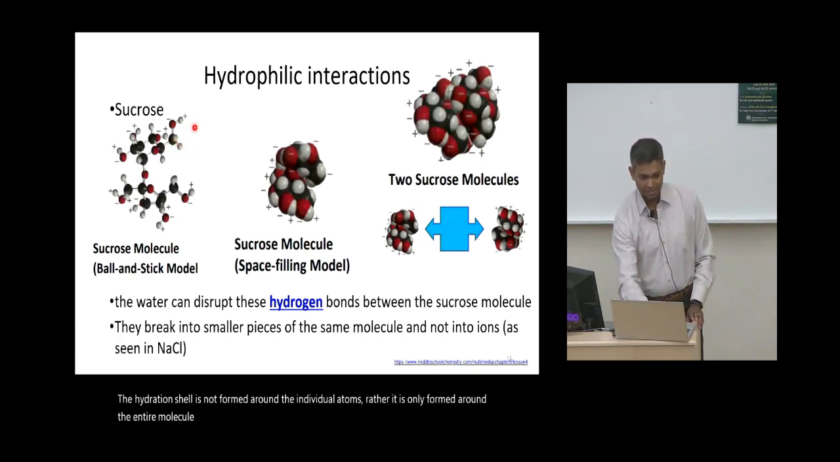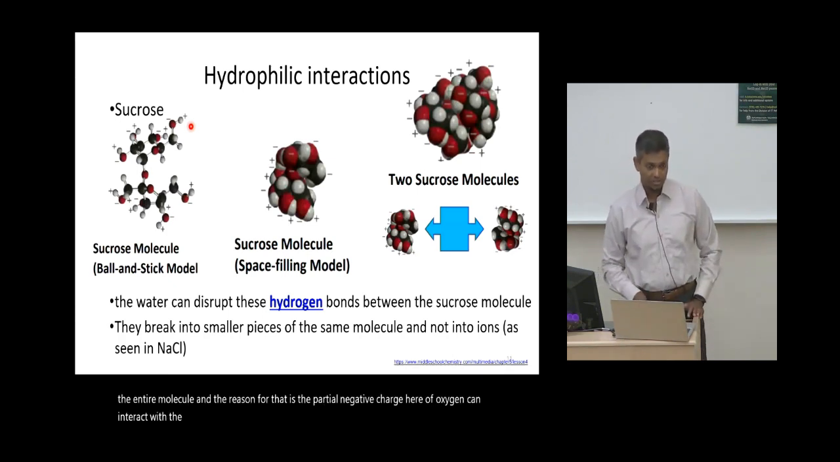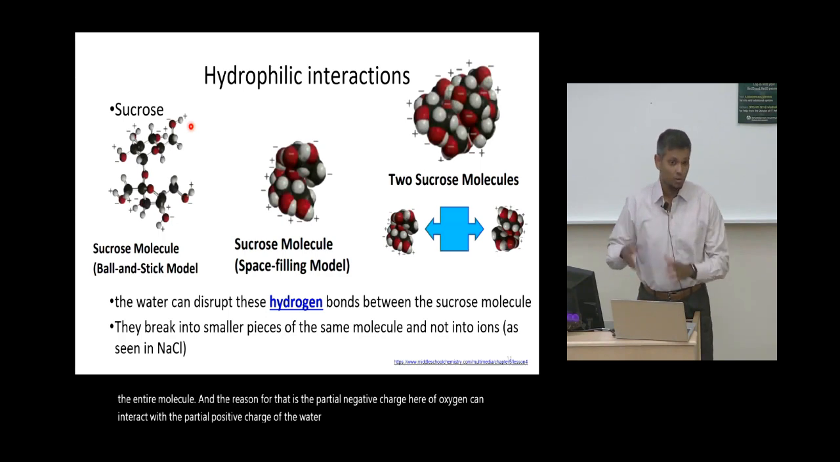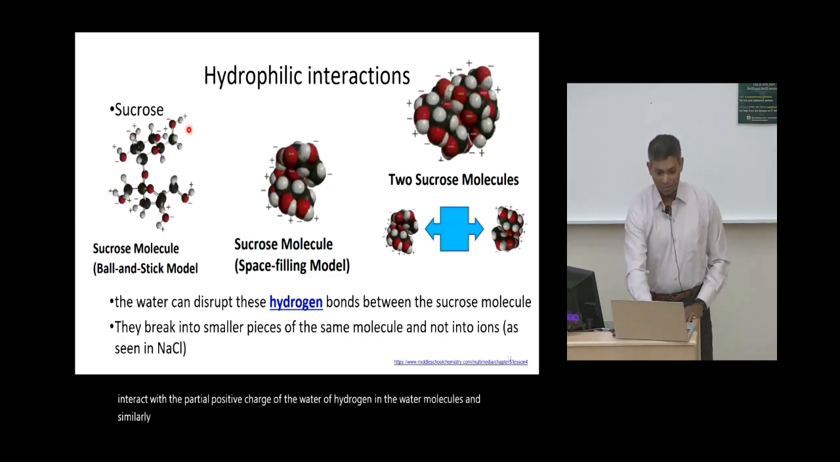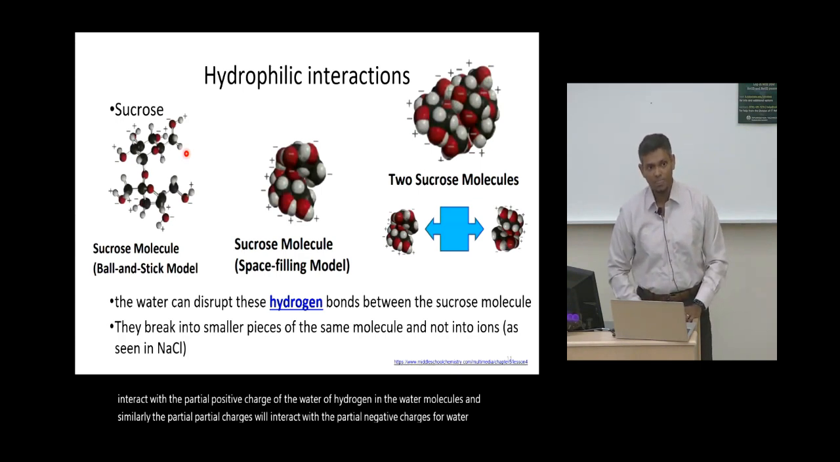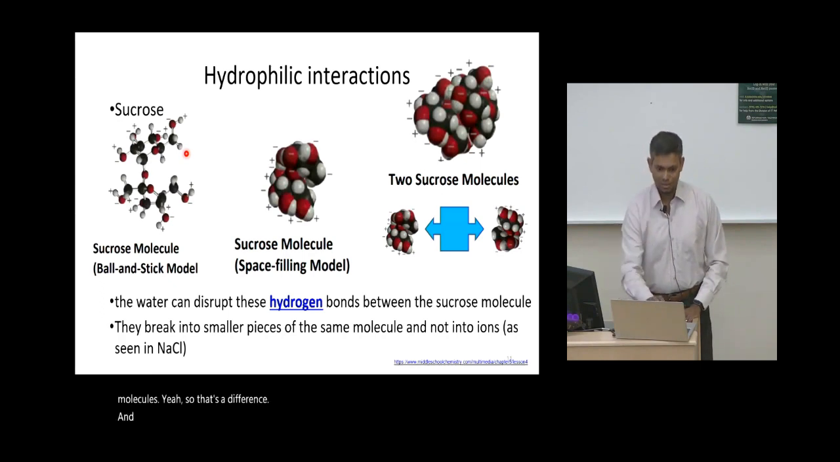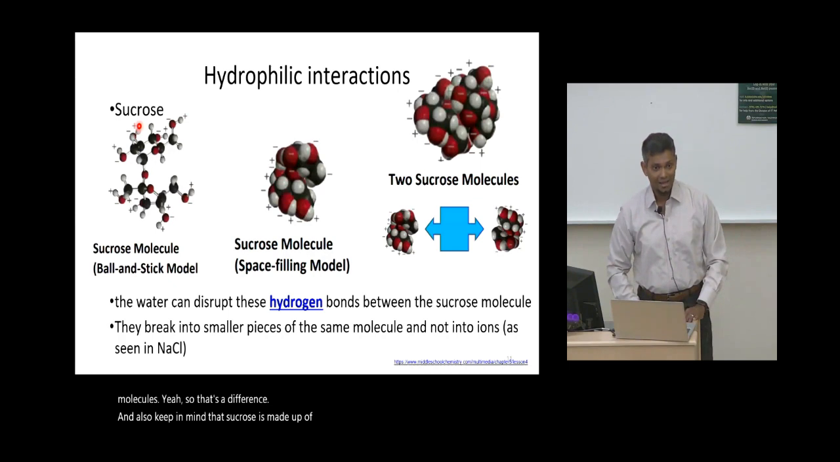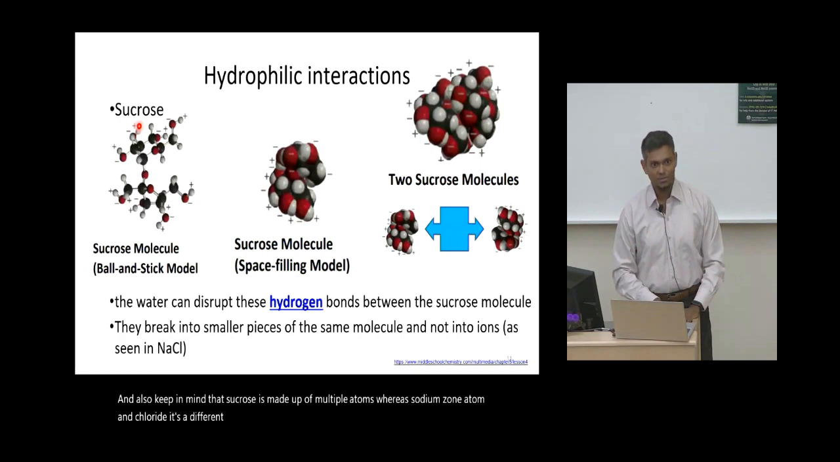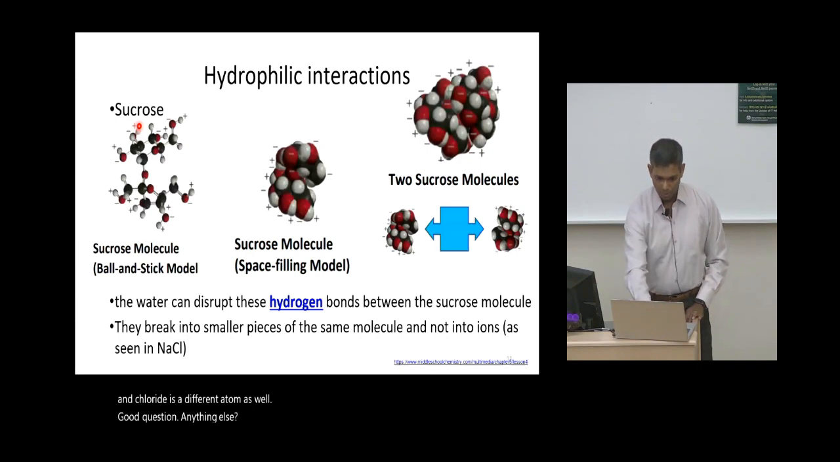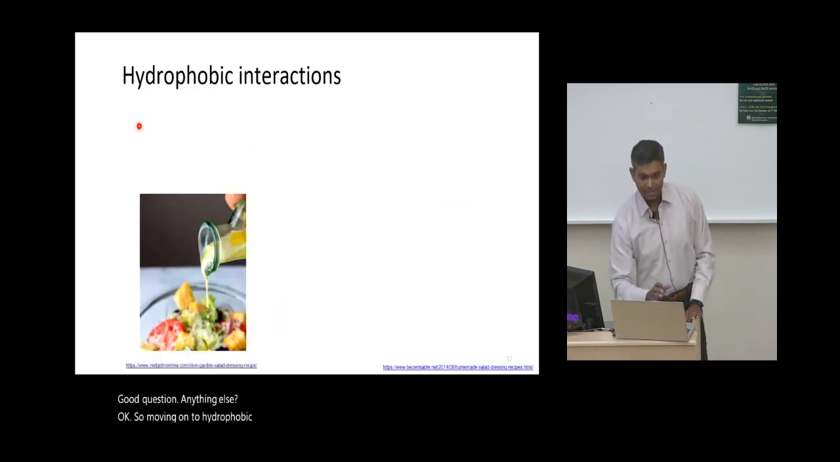And the reason for that is the partial negative charge here of oxygen can interact with the partial positive charge of hydrogen in the water molecule. And similarly, the partial positive charge will interact with the partial negative charge of the water molecules. Yeah, so that's a difference. And also keep in mind that sucrose is made up of multiple atoms, whereas sodium is its own atom and chloride is a different atom as well. Good question. Anything else? Okay, so moving on to hydrophobic interactions.